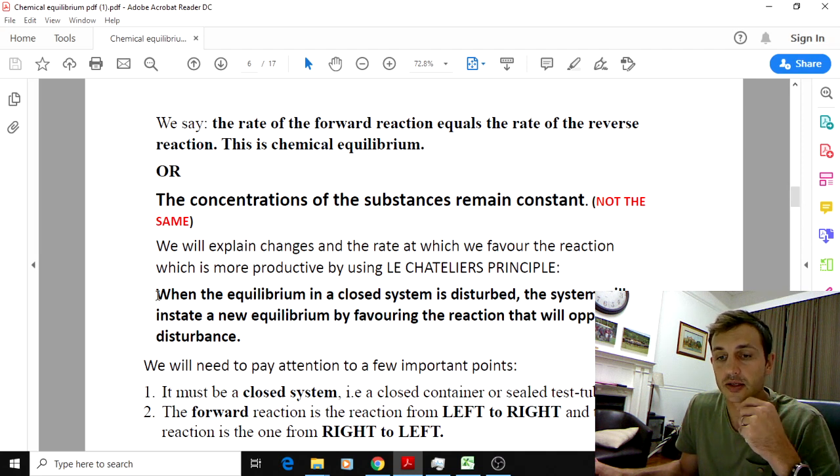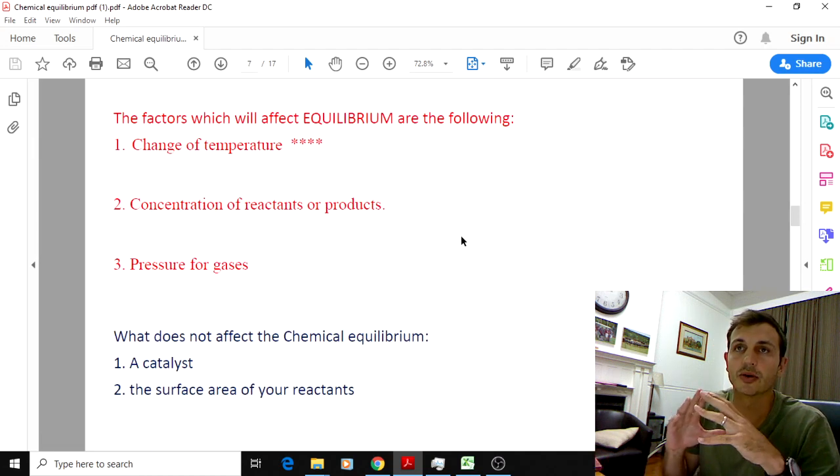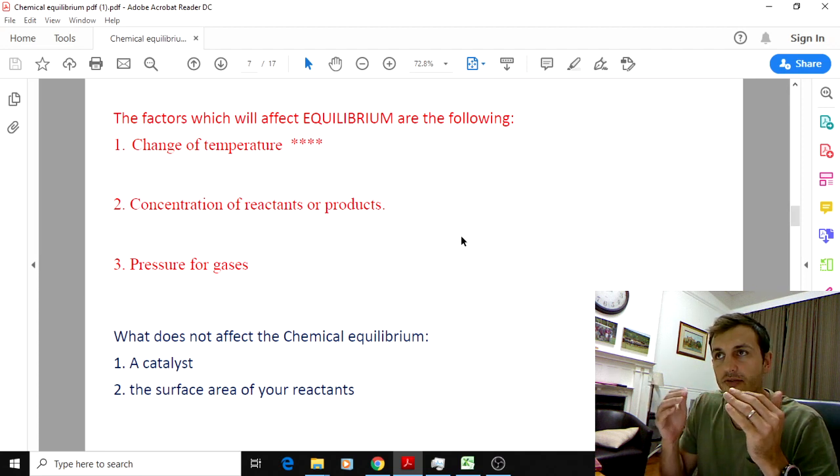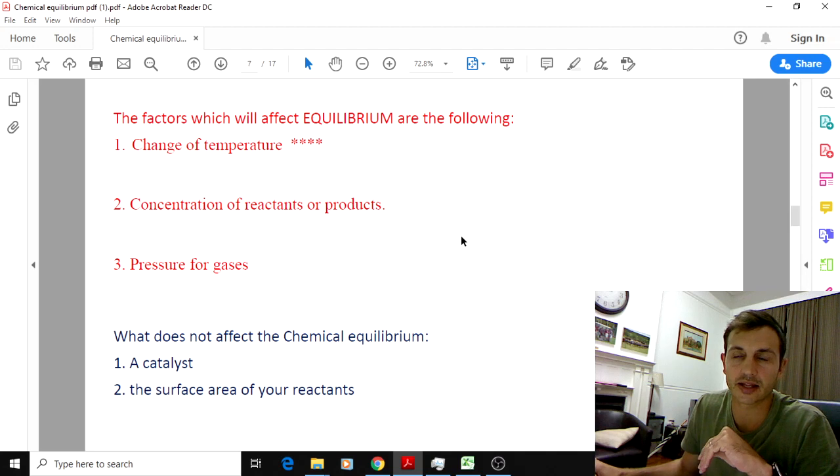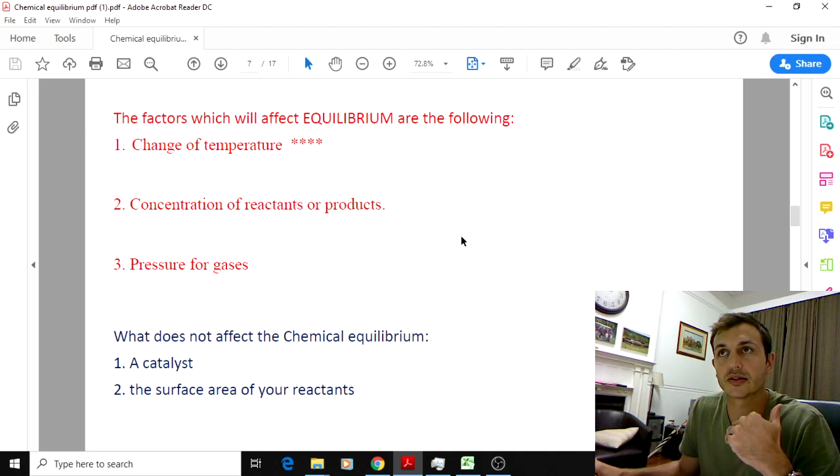And there are different ways in which the equilibrium can be disturbed, and we will also look at those. Like I said before, the closed system has to be in place for this principle to be applied. I've already talked about the forward and the reverse reactions. So what are the factors that disturb the equilibrium? Once things have come to a dynamic equilibrium, what can disturb that equilibrium so that a new equilibrium has to be established? These are the factors, and they aren't necessarily the same as the factors affecting the rate of reaction. These are the factors affecting the equilibrium.